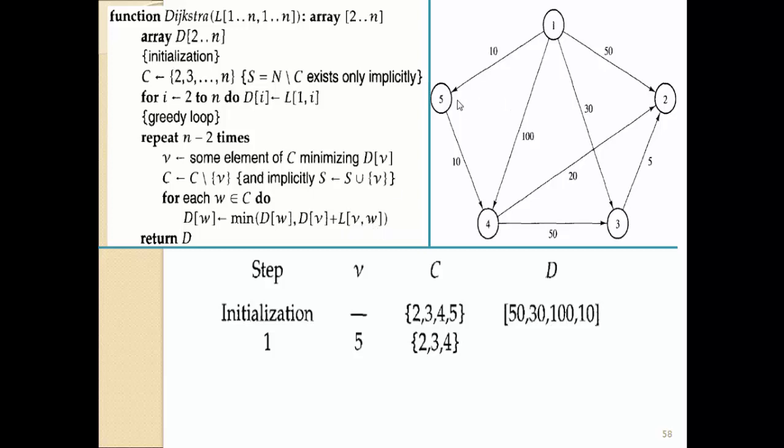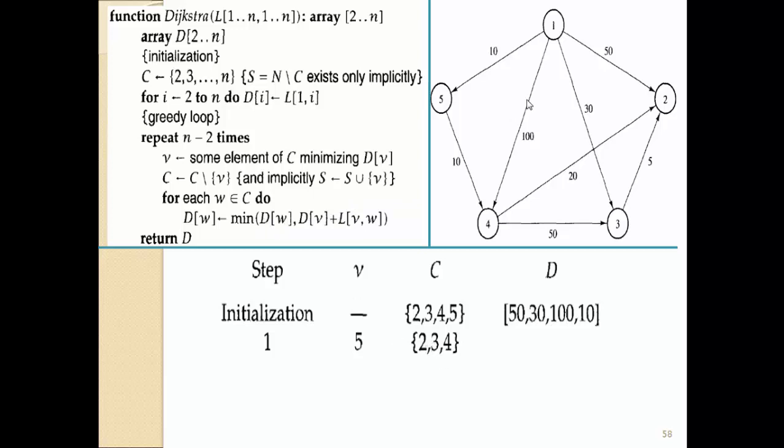Is there any direct length from 5 to 2? No, there is no direct length from 5 to 2. So it has the highest positive value, or we can say sentinel symbol. So this value will be the highest value. So we have to consider d of w, that is d of 2. D of 2 has the answer.